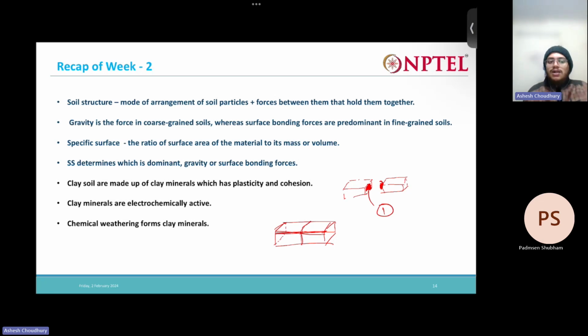That's how fine particles, similar to these, have more specific surface. In that same volume, the surface area is actually larger. I hope it is clear from this brick example.